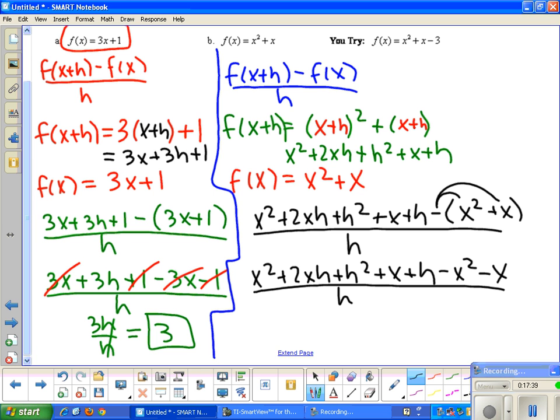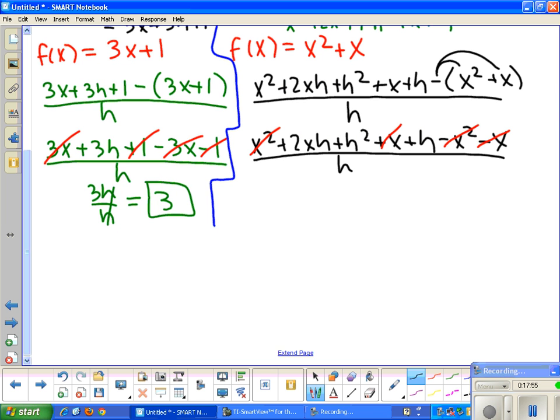Then if I combine my like terms, I have x and negative x. I also have x squared and negative x squared here. And I think that's all we got for like terms. Now I can go ahead and continue to simplify this. We get 2xh plus h squared plus h all over h.